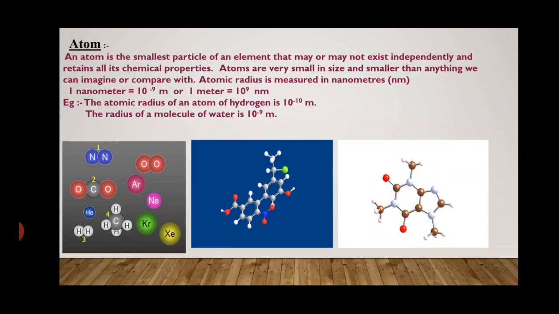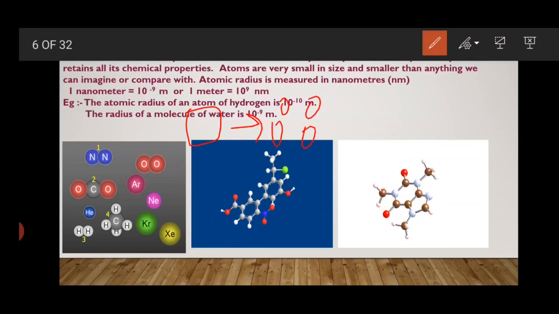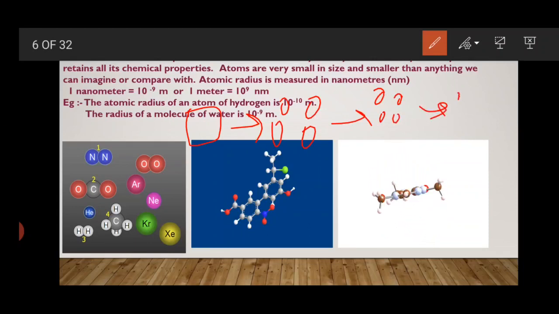Now atoms. What exactly are atoms? See, here some pictures are there. An atom is the smallest unit of element that may or may not exist independently and retains all its chemical properties that we already discussed, because the mass of any atom is totally based on the center of the atom, because the center has the positively charged particles. Atoms are very small in size and smaller than anything we can imagine or compare with. The term atom is taken from the word atomos, which means a thing which we are not able to divide into smaller pieces.